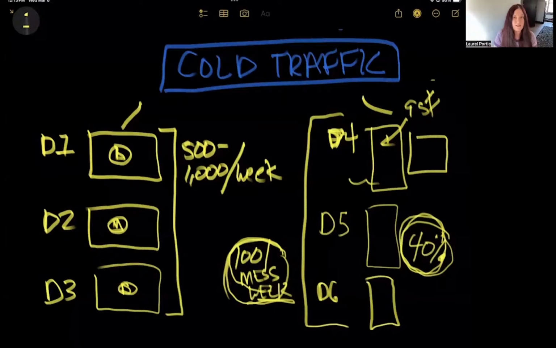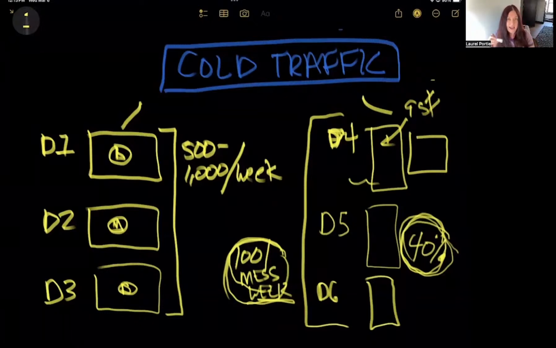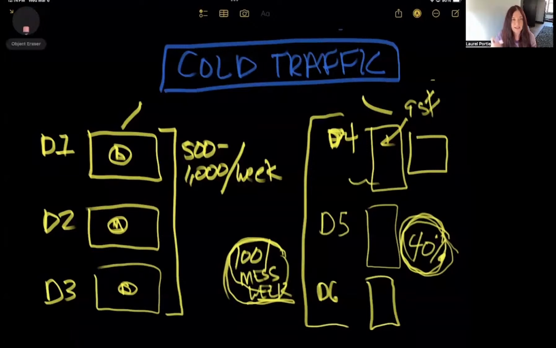Some of you guys might not need 40. Some of you guys might only need 10. Some of you guys might need 200 to get 40%. Every one of you guys, this number is going to be different, but you have to know what is the minimum number of conversations that I need to have every single week in order to hit my goal.